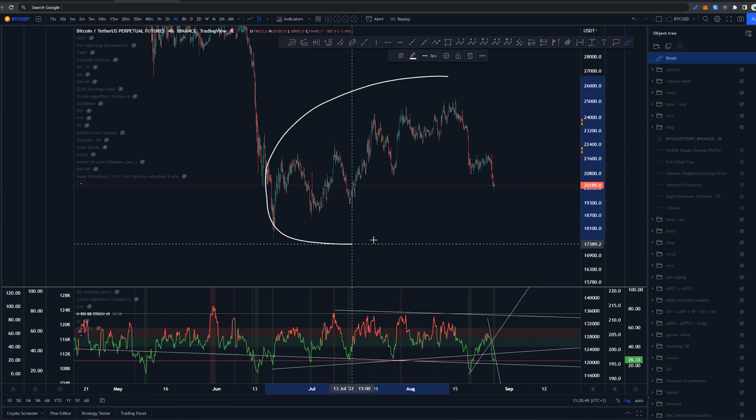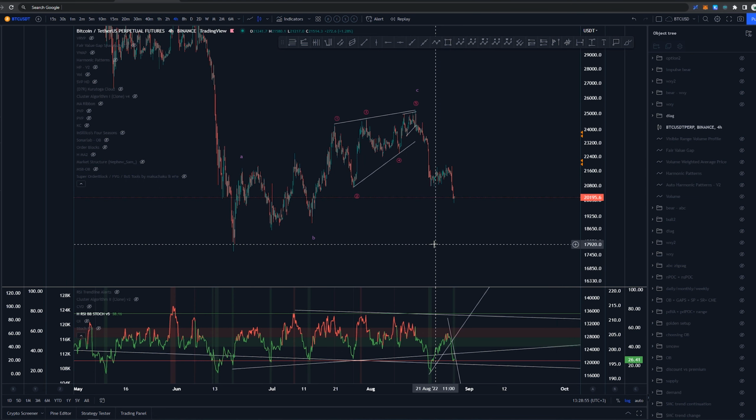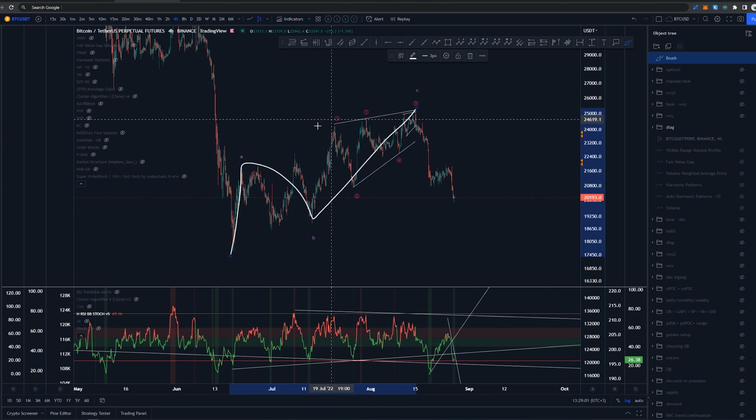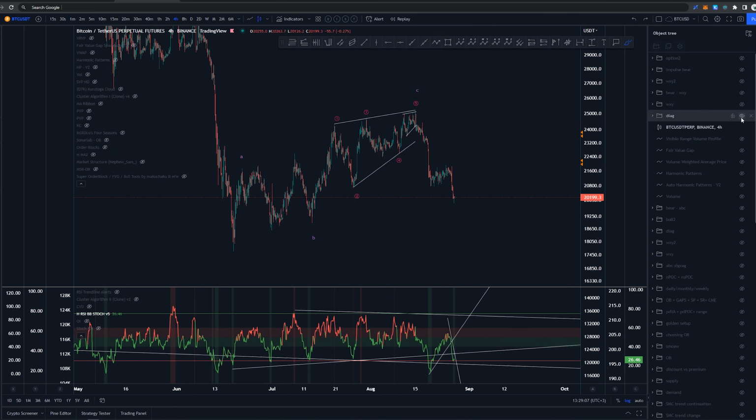Starting here on the 4-hour time frame and looking at this current structure that we've had since June 18th. We had a few different ideas for this, but one of the ideas was a three-way move, a WXY or ABC, ending at these highs. That is one of the scenarios.